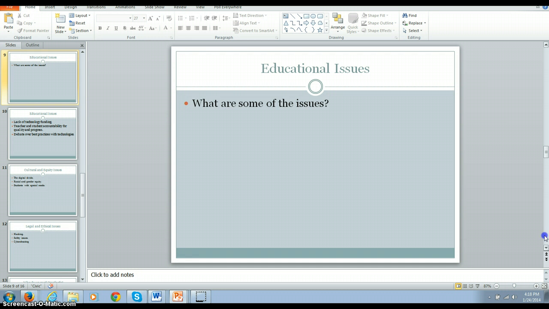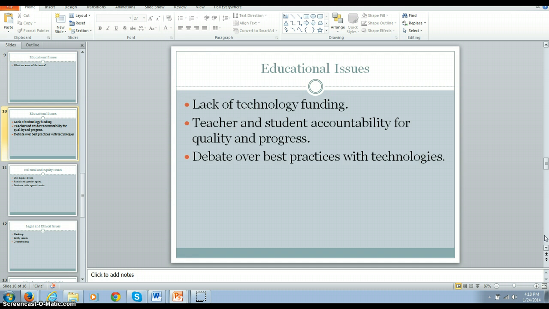Then we have also some issues which are not social, that are beyond social, such as lack of technology funding, which some school districts have problems with. Then problems with student accountability for quality and progress. Because we've got too much technology out there, sometimes it's really difficult to say which technologies will help us with quality or for the student to progress. That's why sometimes we need the standards that we're talking about. Why do we need standards?